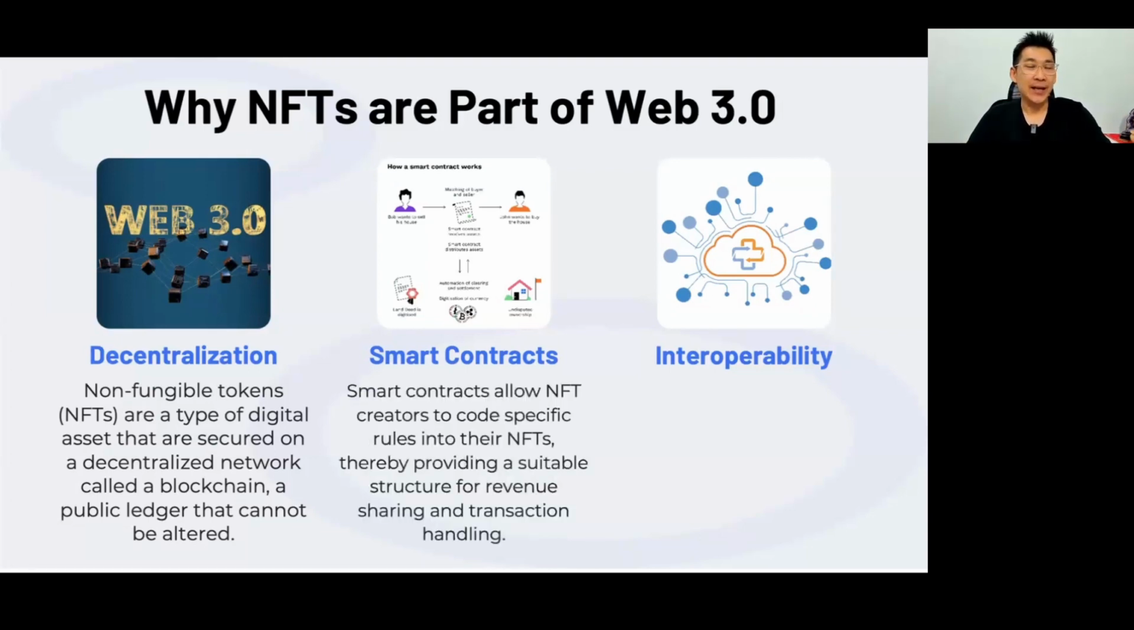The next one is smart contracts. So in Web 3.0, we talk about smart contracts. Smart contracts allow NFT creators to code specific rules into their NFTs, thereby providing a suitable structure for revenue sharing and handling transactions. So in Web 2.0, you heard about open source code, right? In Web 3, we are using the word protocols. So there are many protocols based on the chain, the blockchain.